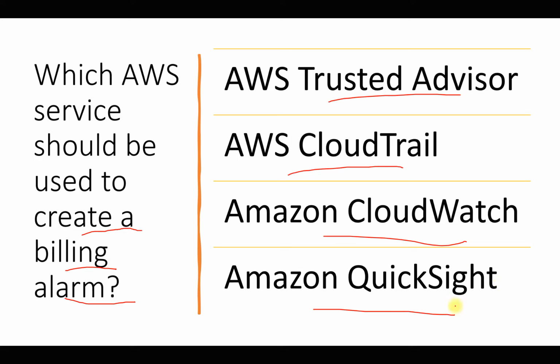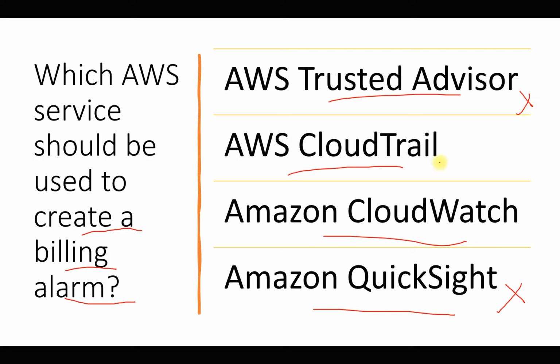Amazon QuickSight is actually a cloud-powered BI service, business intelligence service we can say, that makes it easy to deliver insights to everyone in our organization. So it's mainly for representation purposes, so it's not correct. If I talk about the Trusted Advisor service, that is also not correct.